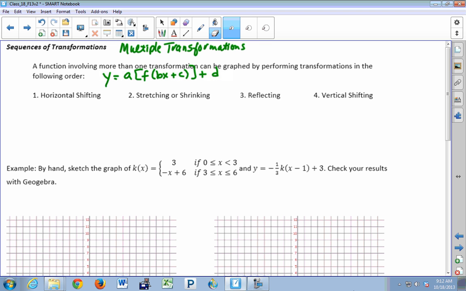So when you see more than one transformation, the first thing you're going to do with our book is horizontal shifts. Then you're going to do any kind of stretching or shrinking. Then you'll do a reflection if you see a negative sign somewhere, whether it goes over the x-axis or the y. And then the final thing you do is your vertical shifts. It's a little bit like order of operations, because the last thing you would do if this was an algebraic expression is to add d or subtract d.